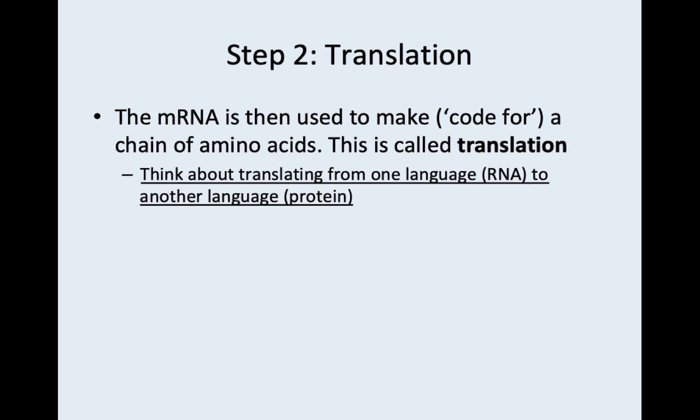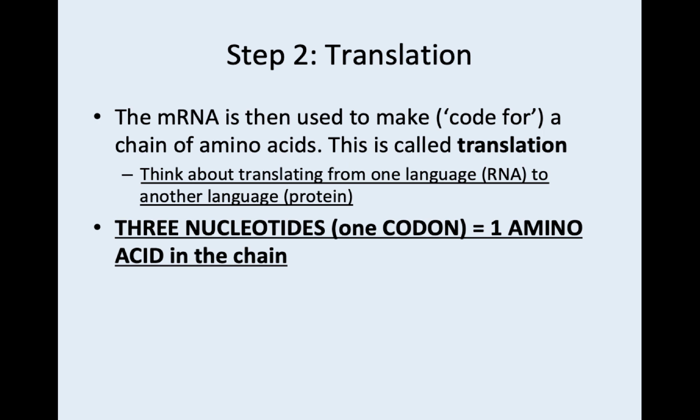It's saying the same thing. It's like if I go from English to Spanish, I'm saying the same thing. It's just that the language is different. And so try and see it like that. Now, when we read our messenger RNA, we're going to read it in blocks of three. Every three nucleotides is going to mean one amino acid. And it's called a codon.